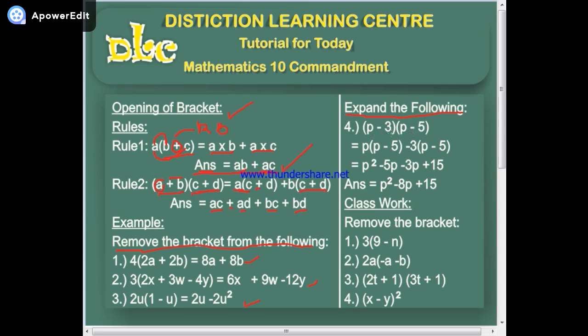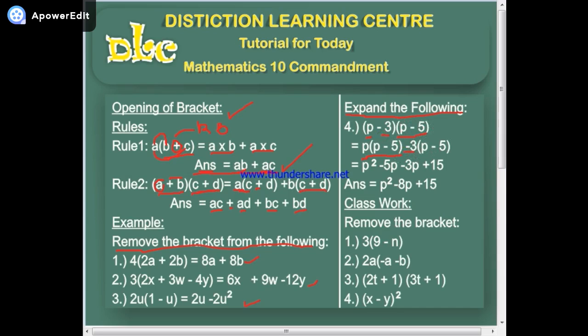So what are you going to do here? You will use this p to open this bracket. You first write this p out, and use this p to open the second bracket, that is p minus 5. And again, after you have removed p, what will now remain? It will remain minus 3. You bring that minus 3 here, to open this second bracket again, which is p minus 5.